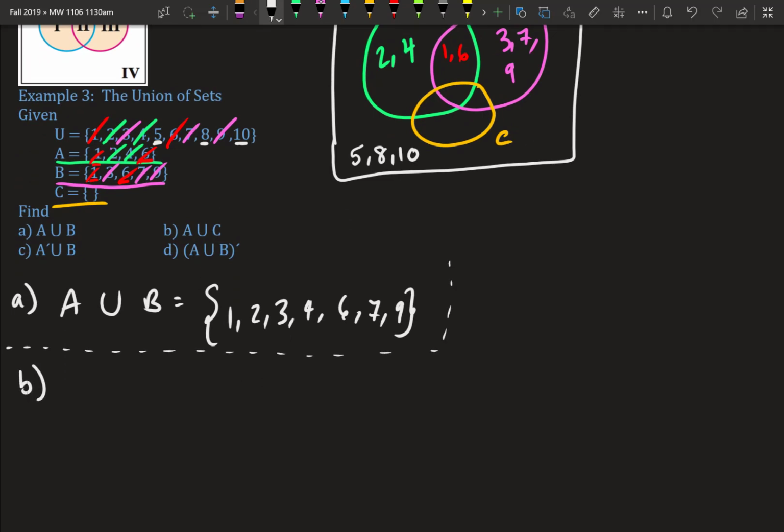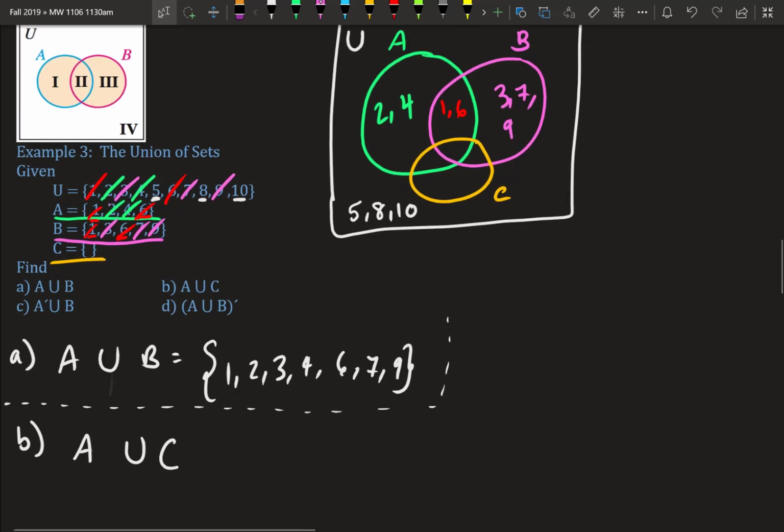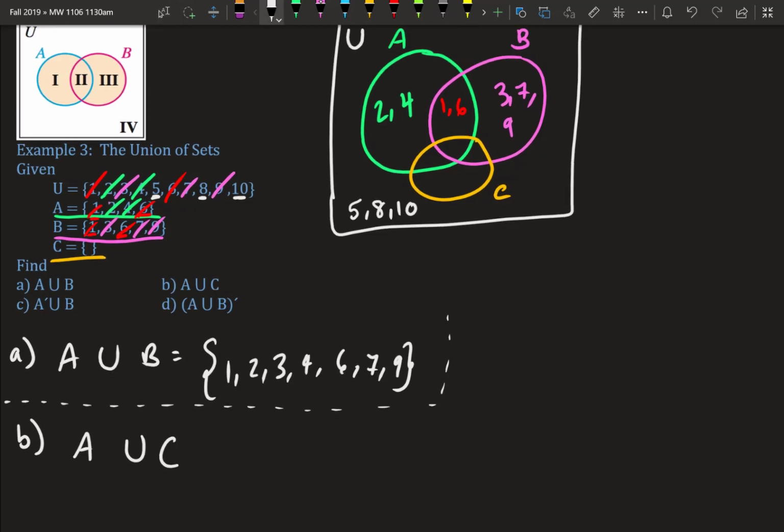All right, B. We want to do A union C. So if we put A and C together, I don't care if there's nothing inside C. That just means we don't have to add anything. So everything that's inside of A, everything that's inside of C, it's 1, 2, 4, 6. Technically, that is everything inside of A and inside of C. You don't have to put an empty set. It's known that it's there. It's just like how there's always a 1 in front of a variable, but we never put it. We just put x. We never put 1x. It's the same thing. We never put the empty set.